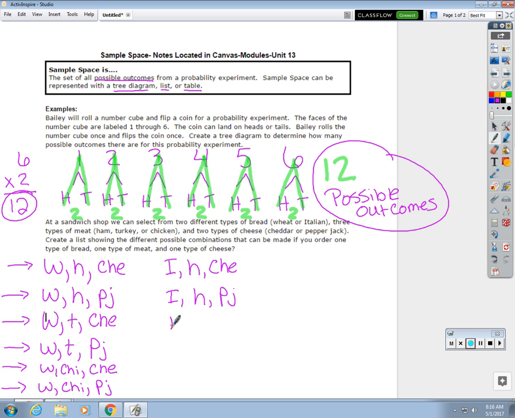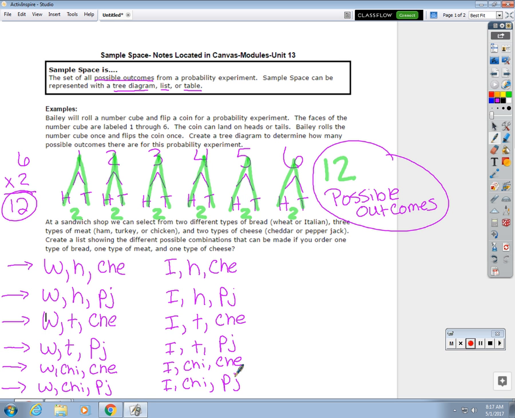We could get Italian bread with turkey and cheddar cheese. Italian with turkey and pepper jack cheese. Or we could get Italian with chicken and cheddar cheese. Or Italian with chicken and pepper jack cheese.